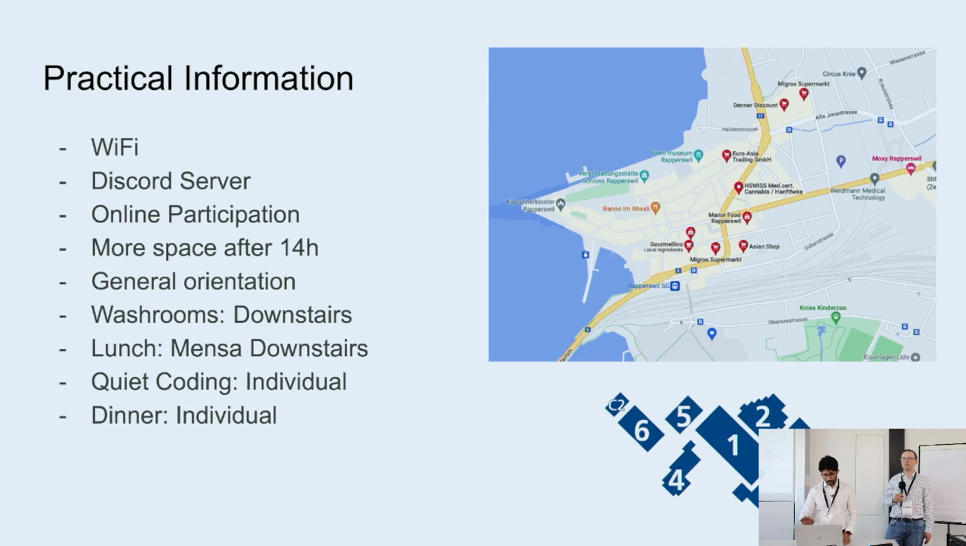Good. General orientation about where we are and where the other buildings are. We are currently at the Rapperswil campus, this is the train station you came on. You walked under this bridge, and we're at the campus here. The campus itself looks a little bit like this. We are in building number 4. The other buildings will be relevant if you want to have some quiet time, so I'm going to come to that as well.